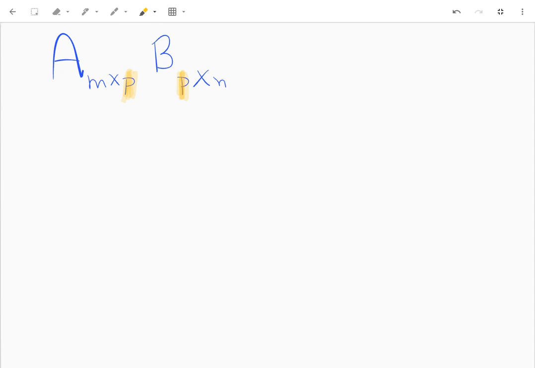But why is that so? Why should the number of columns in the first matrix be equal to the number of rows in the second matrix, right? So yeah, let's try to understand this.